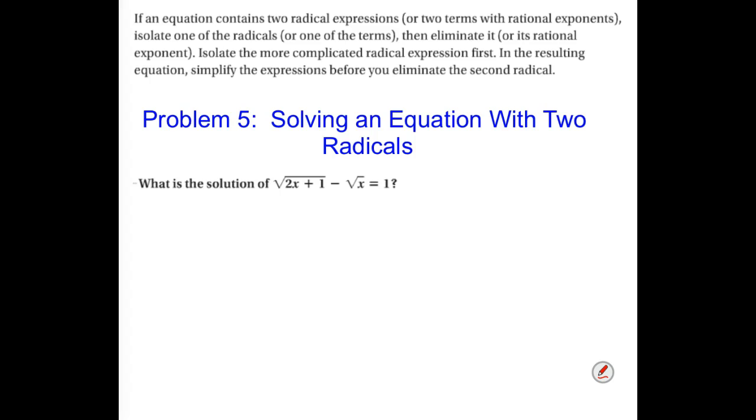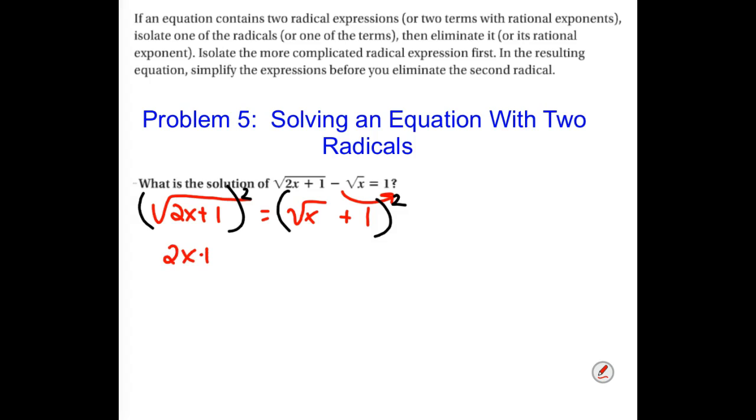All right, so isolating the square root of 2x plus 1. I'm going to add the square root of x to the other side. Be very clear when you bring that square root of x to the other side that that 1 that was already there is not inside the radical. Okay, make sure your radical symbol ends right after the x. Now, to undo a square root, we square both sides. The more complicated one, we are getting it cleaned up into being just a 2x plus 1.